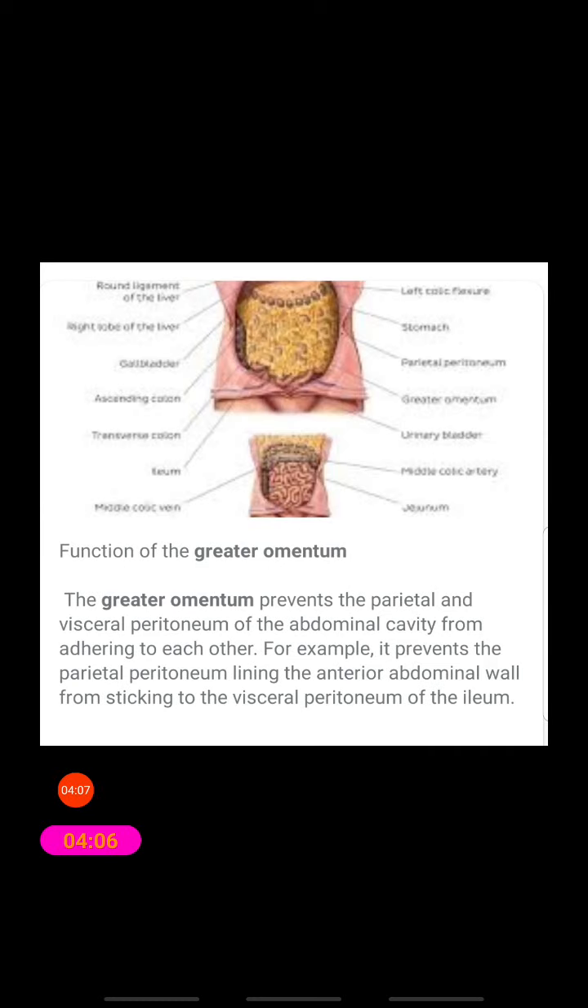Greater omentum. The greater omentum prevents the parietal and visceral peritoneum of the abdominal cavity from adhering to each other. For example, it prevents the parietal peritoneum lining the anterior abdominal wall from sticking to the visceral peritoneum of the ileum. That's it for this video.